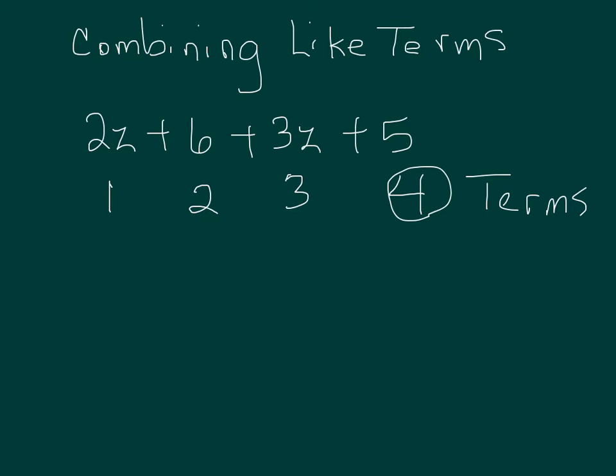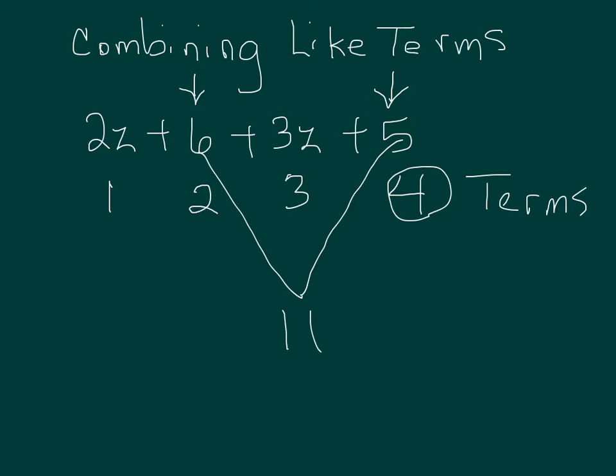expression. Now remember, with like terms, we can only combine them if they're like. So which ones do we see that are like each other? Well, we see a 6, which is just a number, and 5, which is another number. Those are like. So we've got 6 plus 5 is 11.